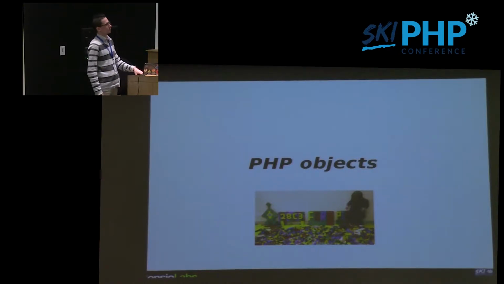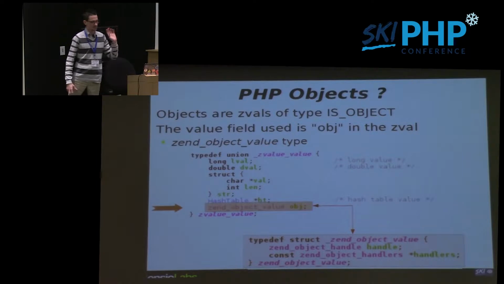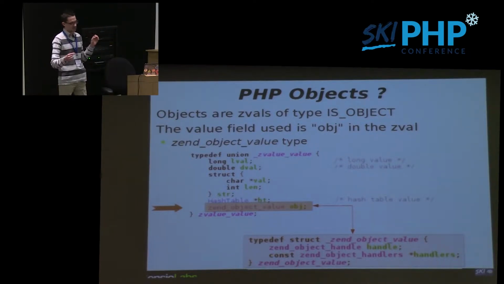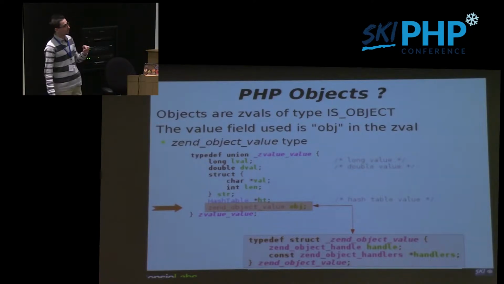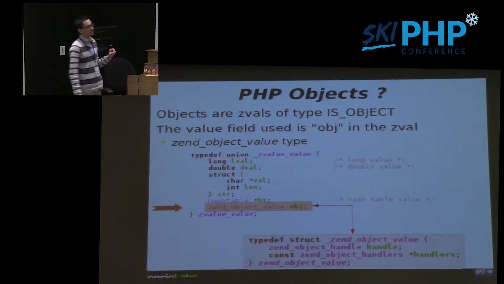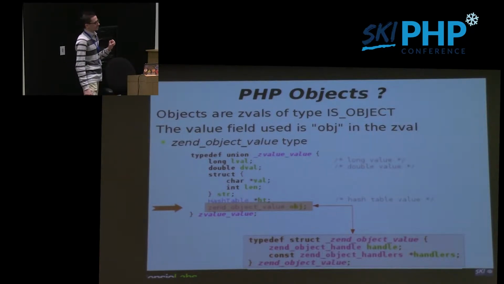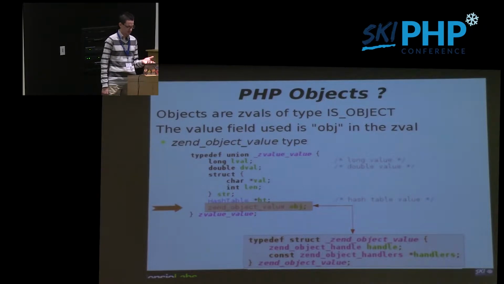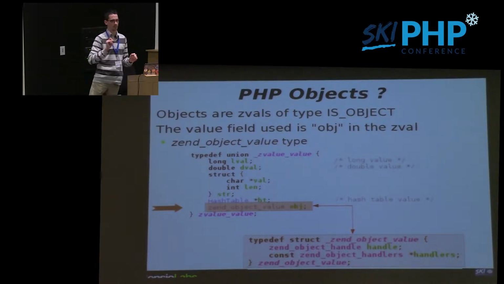Now we're going to talk about objects. In the zval container, when you address an object, PHP uses the obj field. The obj field is of type zend_object_value, and the zend_object_value structure has a zend_object_handle and then object handlers. Okay, you have two things in an object. This is not yet the real object.